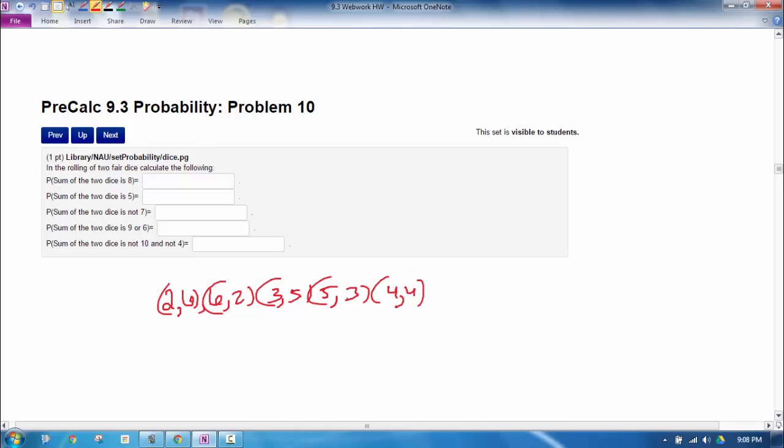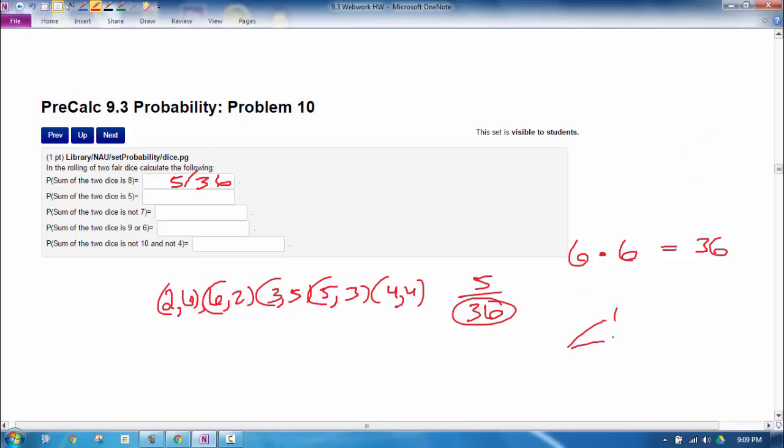So there's 1, 2, 3, 4, 5 total ways to get a sum of 8 out of the total sample space, which would be 36. So this should be 5 out of 36. And the reason there's 36, by the way, is because there's 6 possible outcomes for the first die times 6 for the second, which is 36 total. You could write all of them out if you wanted, but you can just multiply.